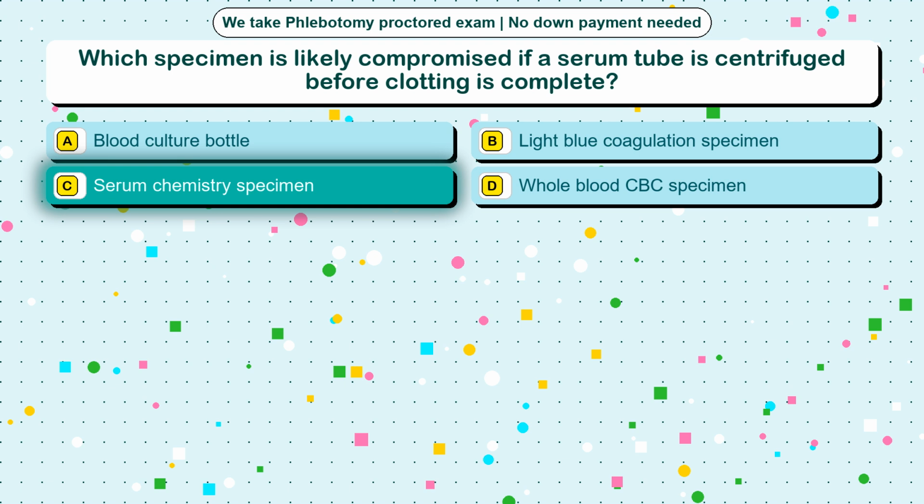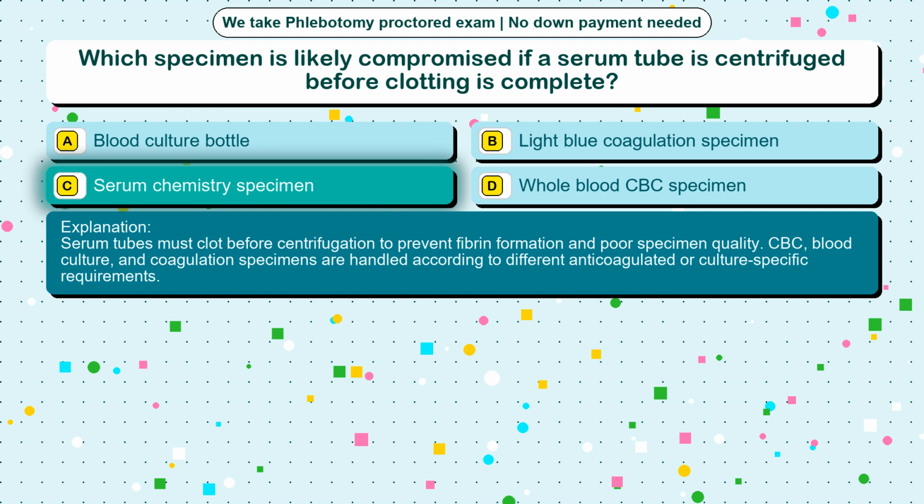Serum chemistry specimen. Serum tubes must clot before centrifugation to prevent fibrin formation and poor specimen quality. CBC, blood culture, and coagulation specimens are handled according to different anticoagulated or culture-specific requirements.